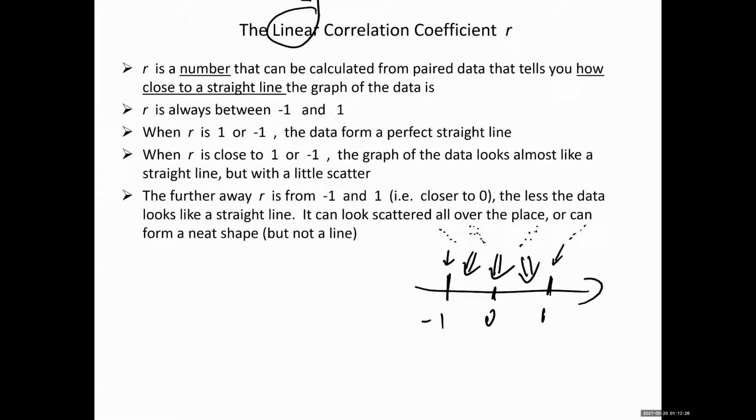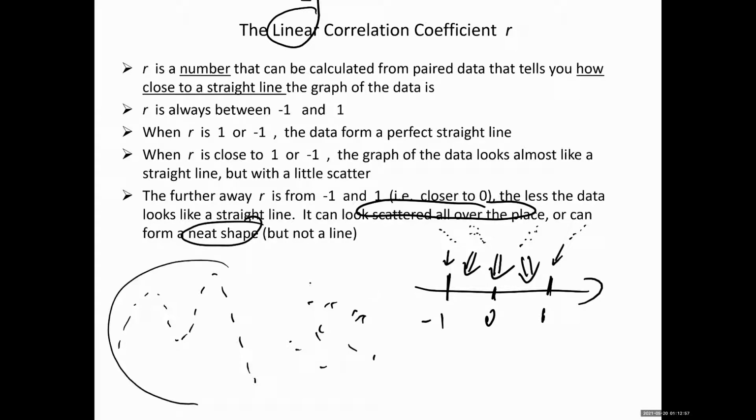So if it's close to 0, what that means is either the data will be scattered all over the place, or it could form a neat shape. When I say neat shape, I mean it could form a clean shape, just not a line. For example, if you look at this data, it looks like it's following some curve, but that curve is not a line. So either the dots are everywhere, or the dots form a nice shape with no scatter at all, but it's not forming a line. If it doesn't look like a line, then R is going to be close to 0.